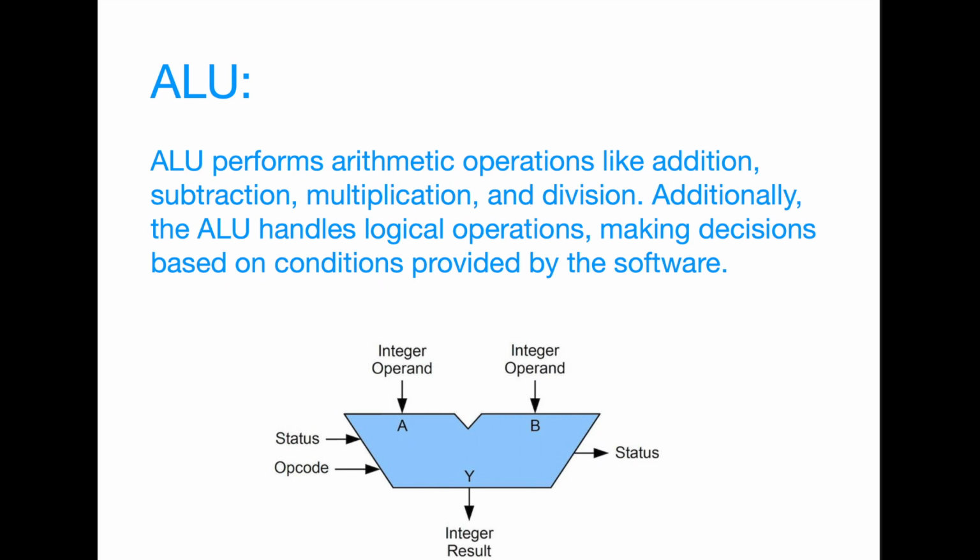Now, let's zoom in on the arithmetic logic unit, or ALU. Think of the ALU as the mathematical powerhouse of the CPU. It performs arithmetic operations like addition, subtraction, multiplication, and division. Additionally, the ALU handles logical operations, making decisions based on conditions provided by the software. In simpler terms, it's the part that does the math and makes comparisons.